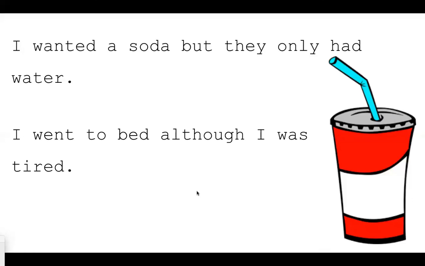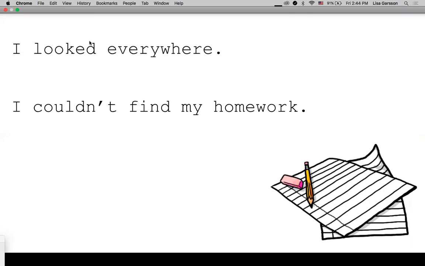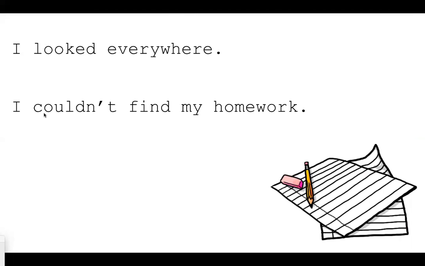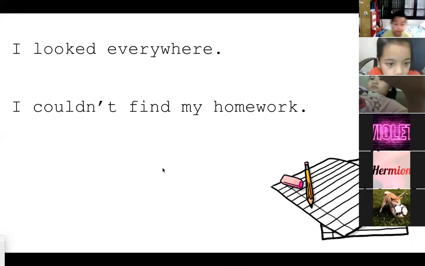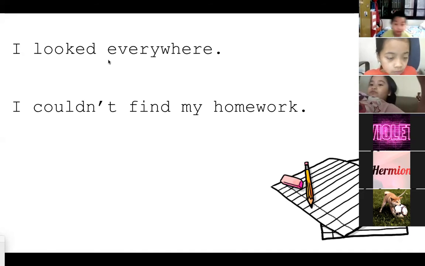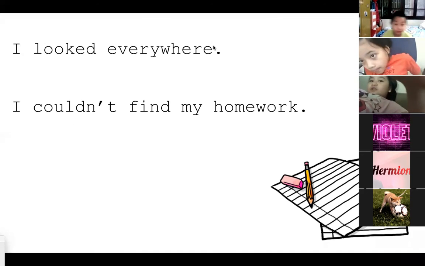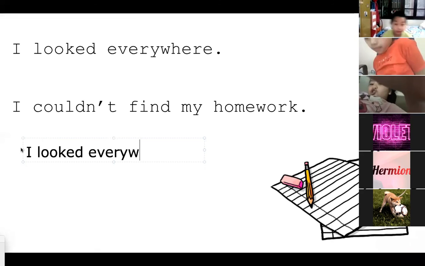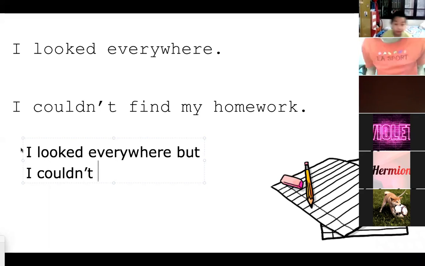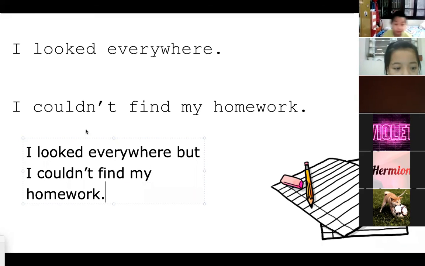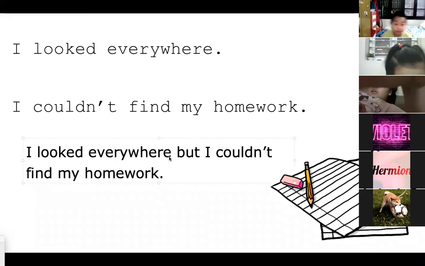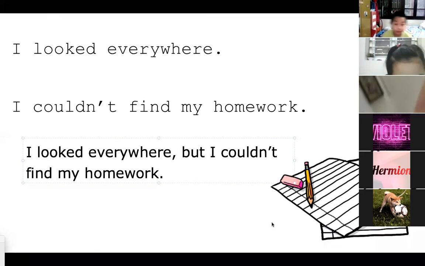All right, let's see if we can combine two sentences here. I looked everywhere. I couldn't find my homework. Ming Chao, how can we combine these two sentences? I looked everywhere, but I couldn't find my homework. Okay, so I looked everywhere, but I couldn't find my homework. And what are we missing from this sentence now? A comma. Where does our comma need to go? Before but. Good job. I looked everywhere, but I couldn't find my homework.